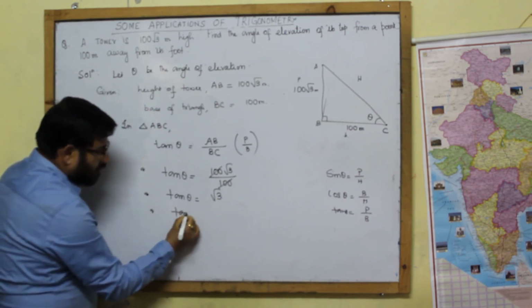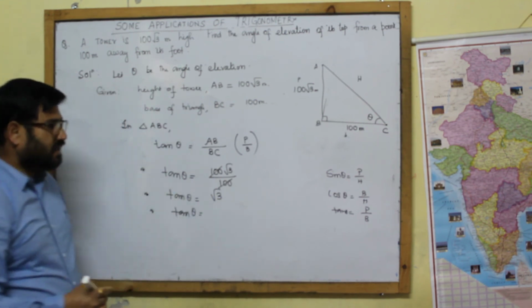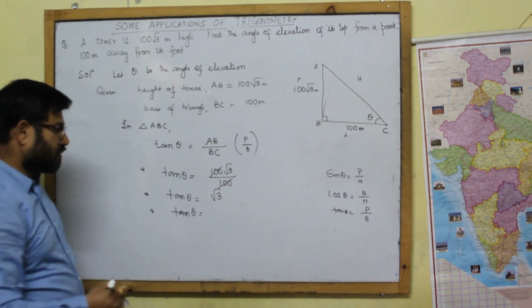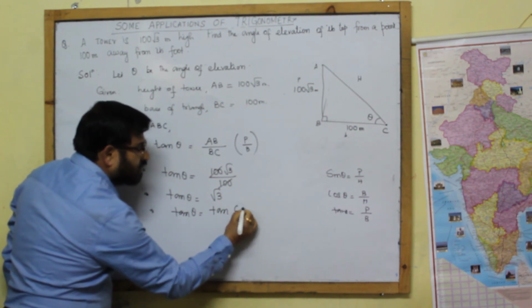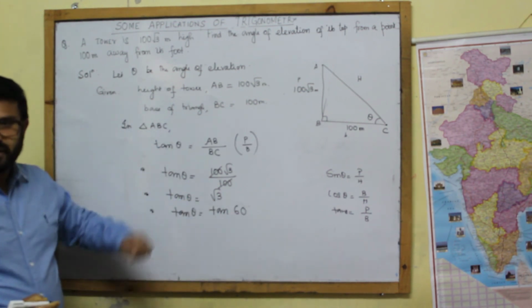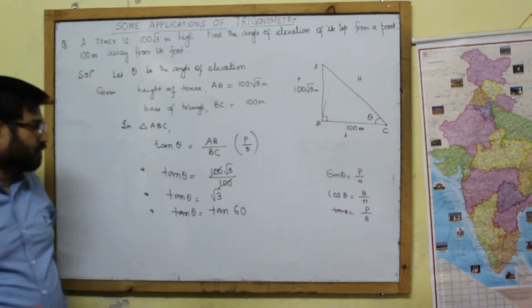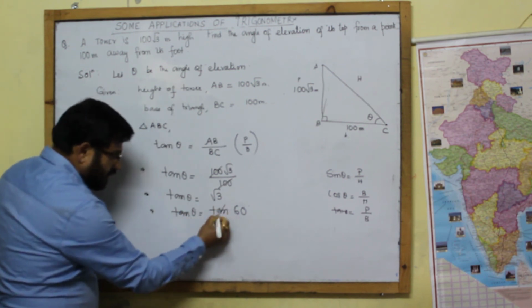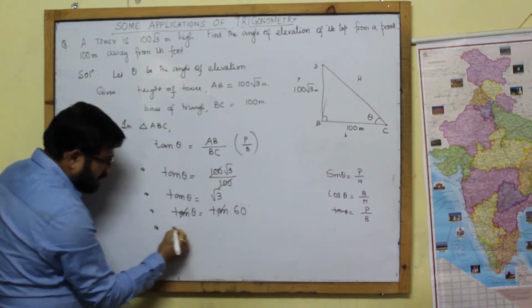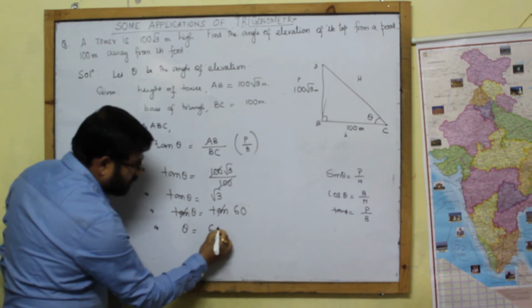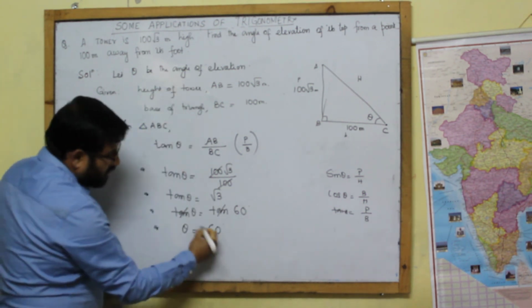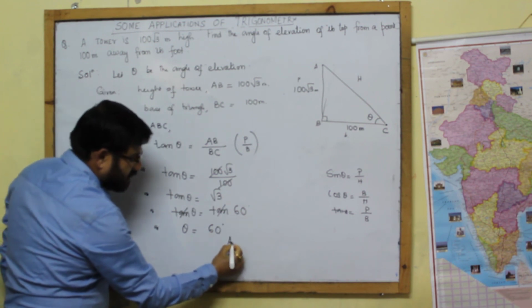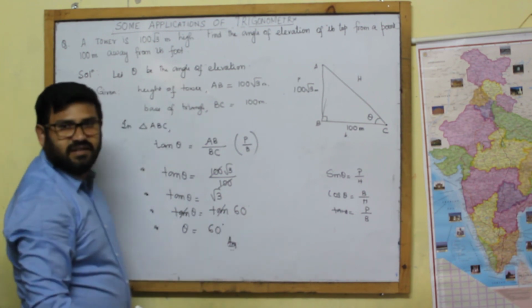So what is the value of tan theta? If you know the reference values, tan 60 degree is root 3. Tan 30 is 1 by root 3. So tan 60, we know that. So tan and tan get cancelled, and the angle which comes out equals 60 degrees. So which is the angle of elevation here? The angle of elevation is 60 degrees. So that is our answer. Thank you.